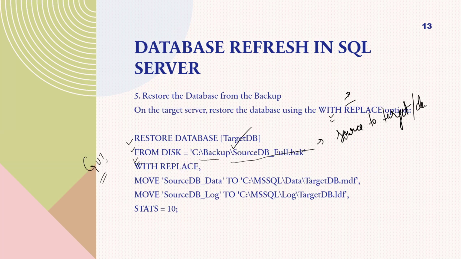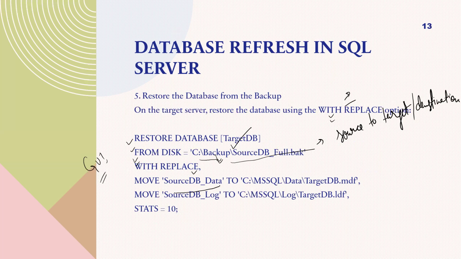Or we can say destination. So this is the path where the backup is, when we are going to move the backup from the source to the target. This is the path of the target where the backup is. And after that, we can use the keyword REPLACE and then MOVE.